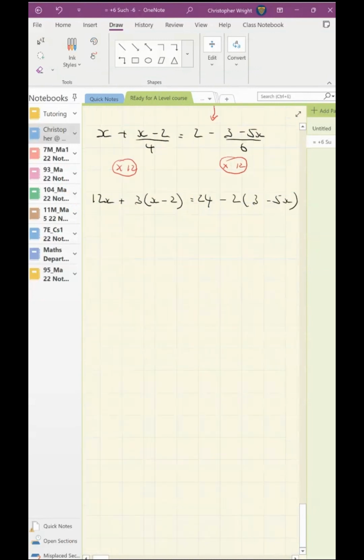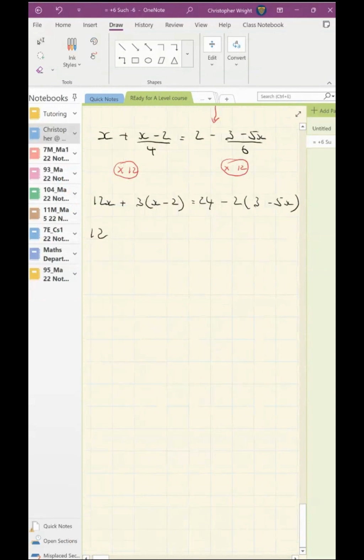Okay, right, going to multiply out the brackets. Going to copy down the 12x plus 3x minus 6 equals 24 minus 2 times 3 is minus 6. Look out, minus 2 times minus 5x is plus 10x. If I hadn't written down this middle line with the brackets, it would have been easy to miss that negative bracket there, which changed the minus 5x to plus 10x.